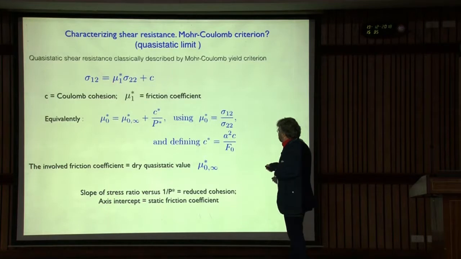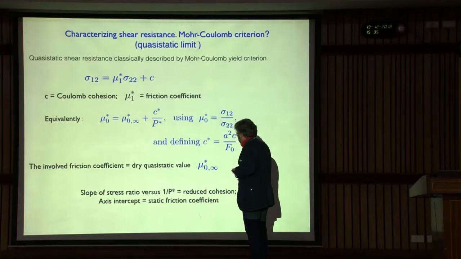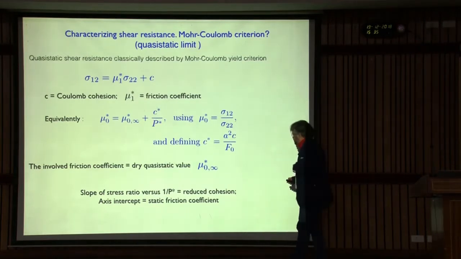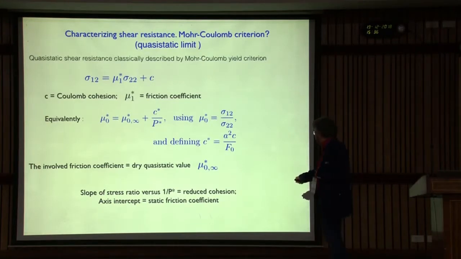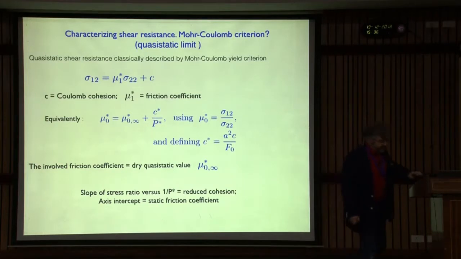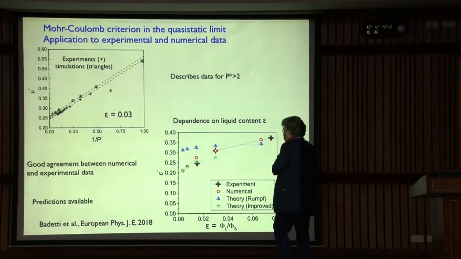So if I write this with mu star 1, I immediately realize that this should be this dry quasi-static macroscopic friction coefficient, just by considering large P star cases in which the cohesion disappears. So we should recover the behavior of the dry material. Now we have to check whether this works. So we just plot this sigma 1,2 divided by sigma 2,2 in the quasi-static limit, defined as mu star, with a 0 for quasi-static, I tending to 0, versus 1 over P star. And does that work? Yes, that works, at least for P star larger than 2.